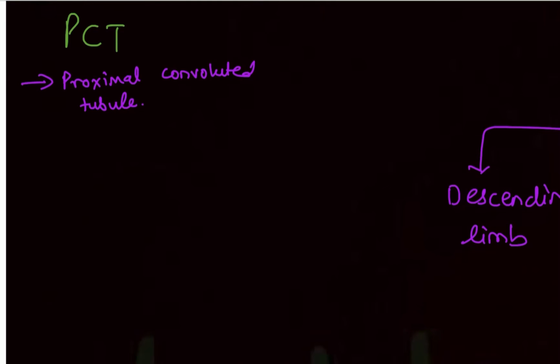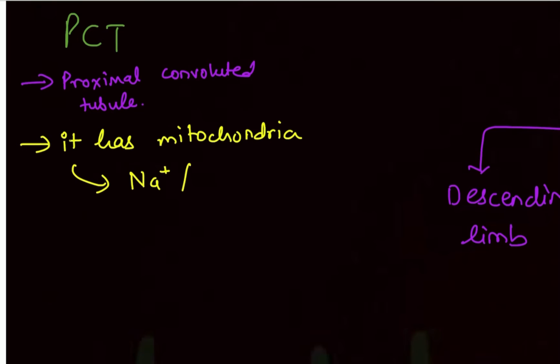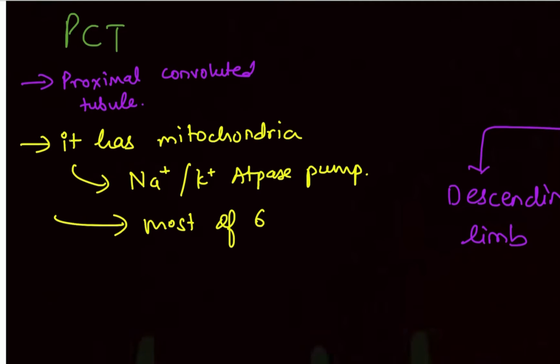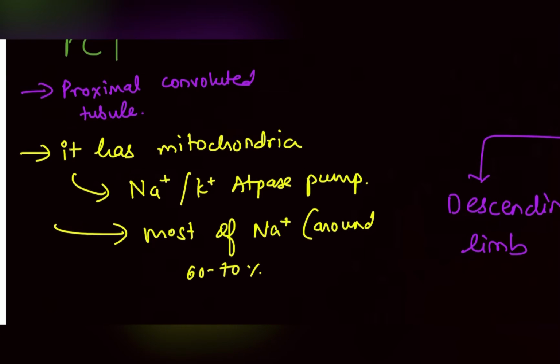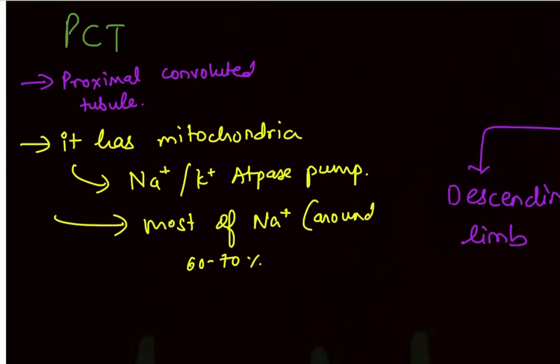PCT, you must know something about this, that it has mitochondria. Now what does mitochondria do? Wherever you have a lot of mitochondria, at that place, you must know that energy is required on a very large scale. So it has mitochondria for what? For sodium, potassium, ATPase pump. And you must know that most of the sodium, around 60 to 70% of sodium is reabsorbed here, you can write.